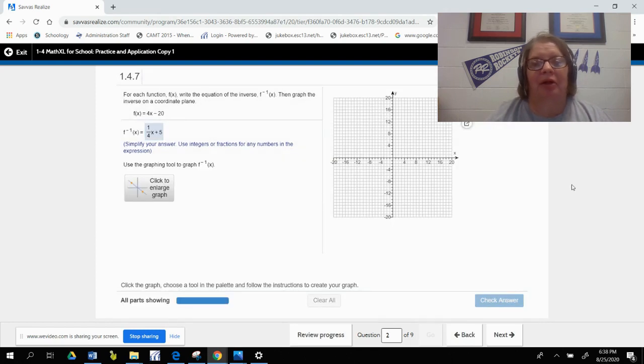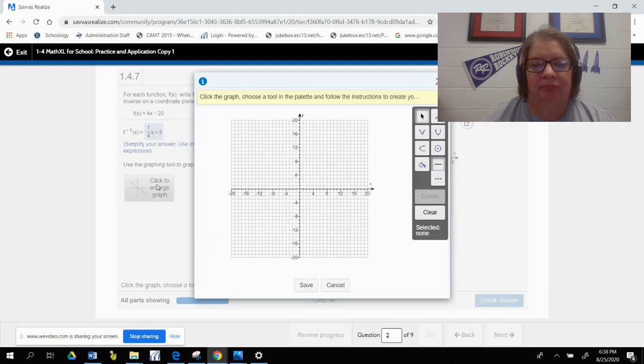Okay, remember we had another part. This is a graphing tool that Pearson will use, and you'll have problems like this periodically. It says use the graphing tool to graph the inverse of f of x. Always click here to enlarge the graph. Watch this little yellow bar because it'll help you.